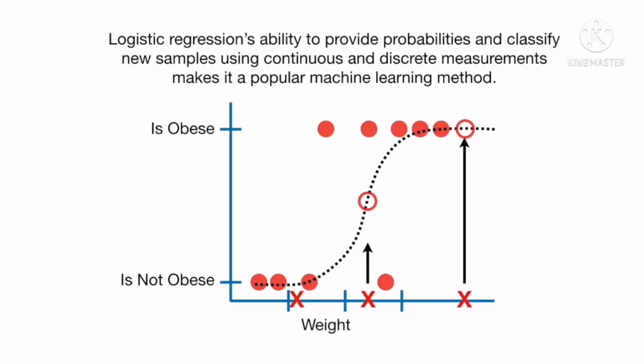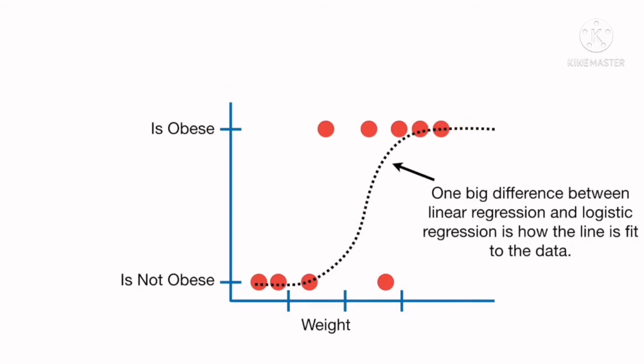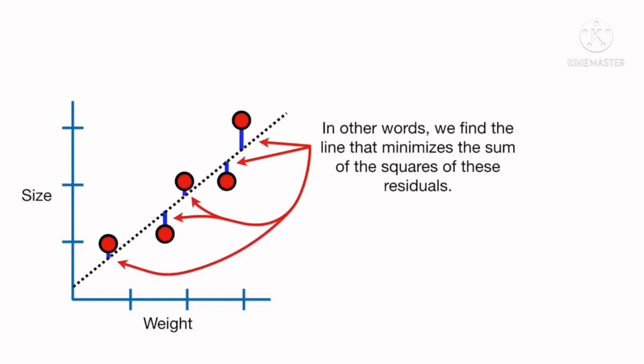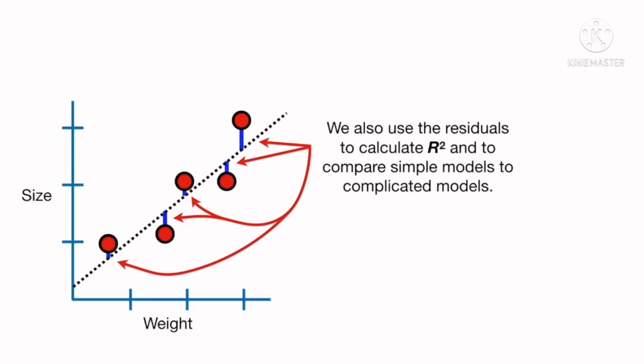Logistic regression's ability to provide probabilities and classify new samples using continuous and discrete measurements makes it a popular machine learning method. One big difference between linear regression and logistic regression is how the line is fit to the data. With linear regression, we fit the line using least squares. In other words, we find the line that minimizes the sum of the squares of these residuals. We also use the residuals to calculate R² and to compare simple models to complicated models.